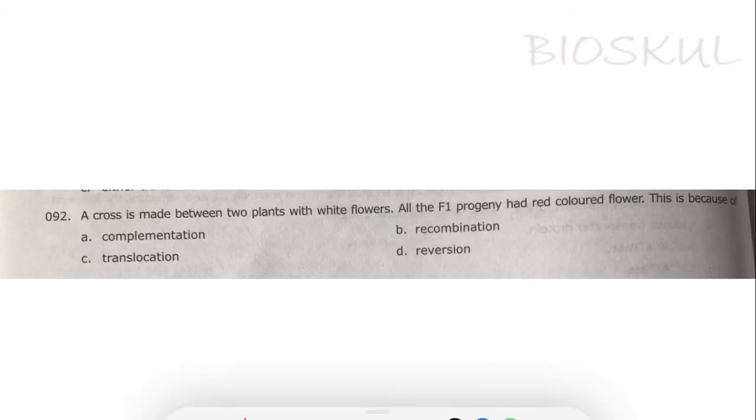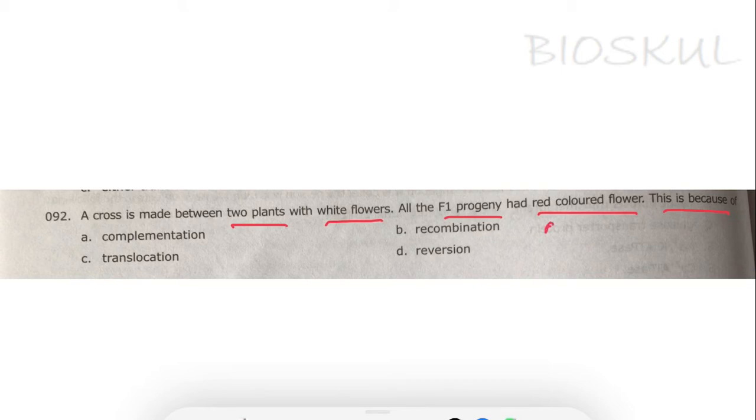So let's begin. A cross is made between two plants with white flowers. All F1 progeny had red colored flowers. This is because of... A cross is made between the two white flowers, but in the F1 generation, what do they find? They find red colored flowers.